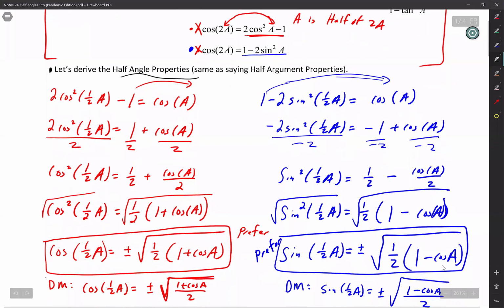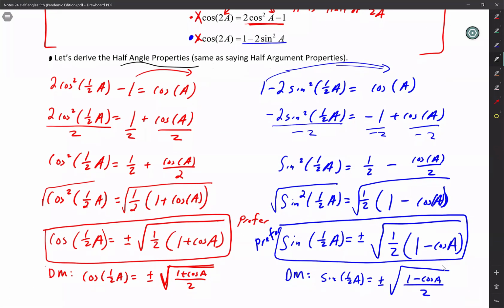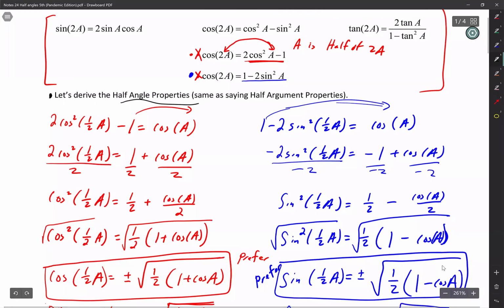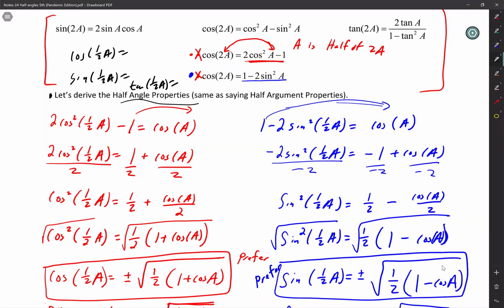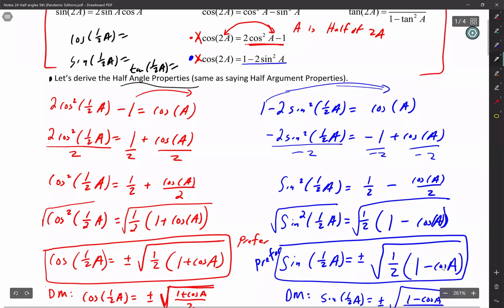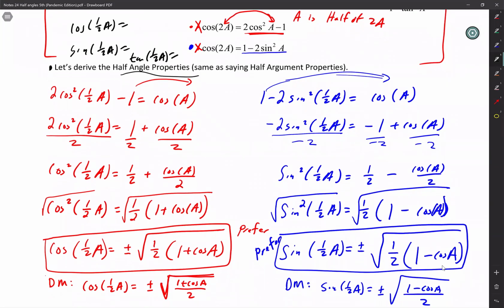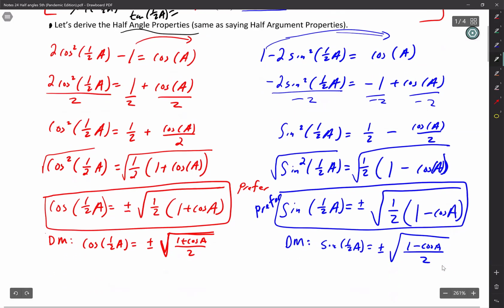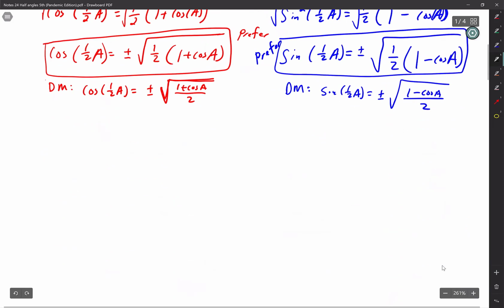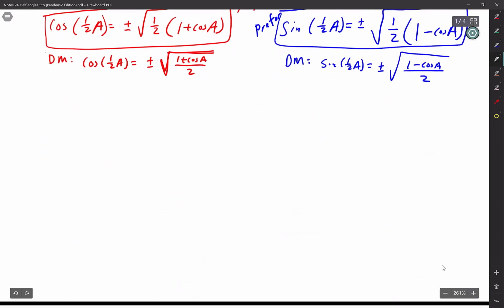Just like the composite argument properties, like cosine a plus b, cosine a minus b, I want to know what cosine half a is equal to, get me an equation. What is sine half a equal to, get me an equation. What is tan half a equal to, give me an equation. Yes, last time we were working on double angles, Ms. Cruz. Now we're working on half angles, so they're related. Did I answer your question, Ms. Harris? Okay.